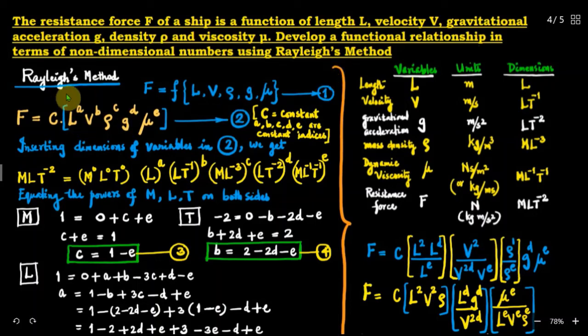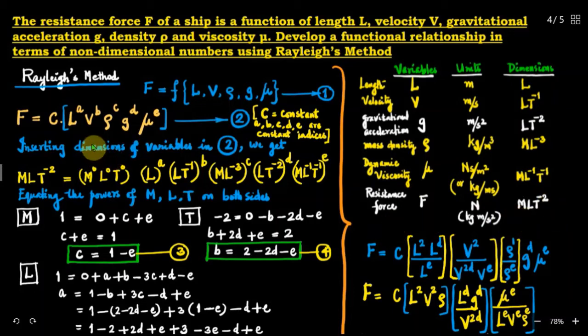So mathematically the problem can be written as the resistance force F is a function of L, V, rho, G and mu. Let it be equation number 1 as before. And we have already written down the dimensions of each of the variables involved: length L, velocity LT^-1, gravitational acceleration G, LT^-2, mass density rho, ML^-3, dynamic viscosity mu, ML^-1 T^-1, resistance force F, MLT^-2.